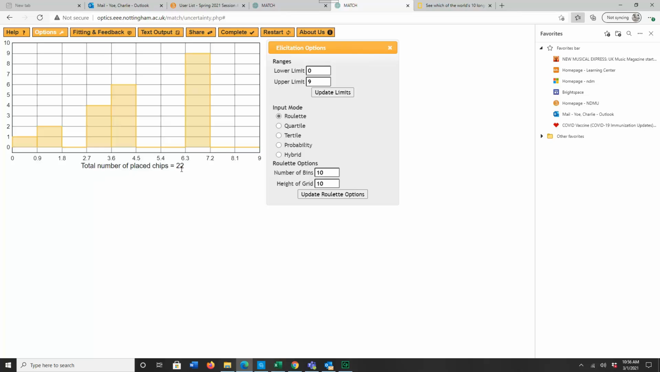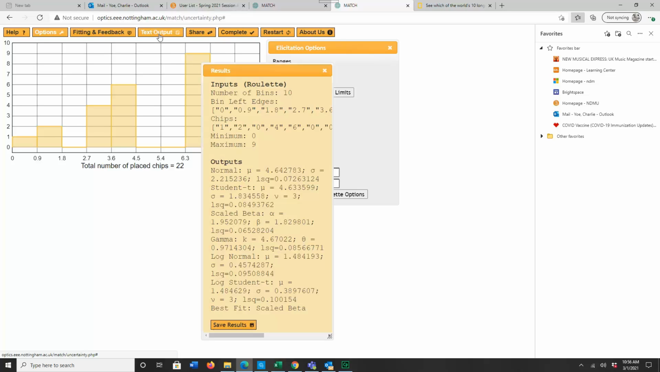You've placed 2 chips here, so now to get the probabilities, you would say the probability of a value of 0 is 1 divided by 22. The probability of getting a value of 1 is 2 divided by 22. And so it would go 0 divided by 22, 4 divided by 22, 6 divided by 22, and 9 divided by 22. You can get your output.